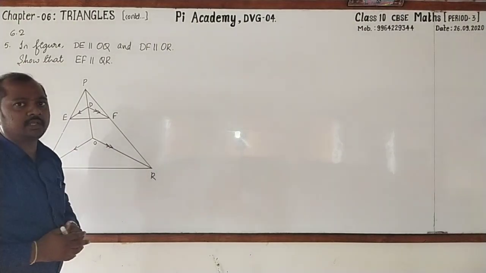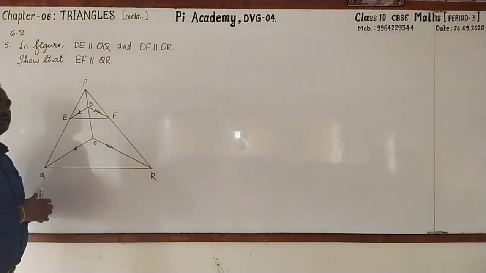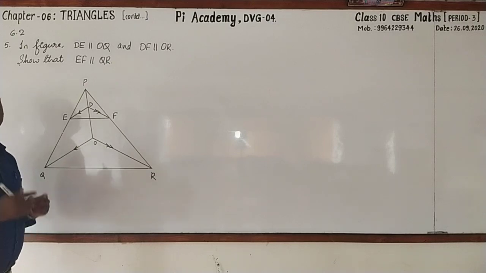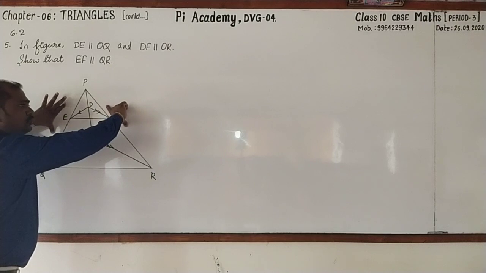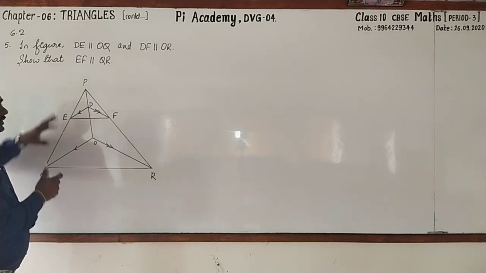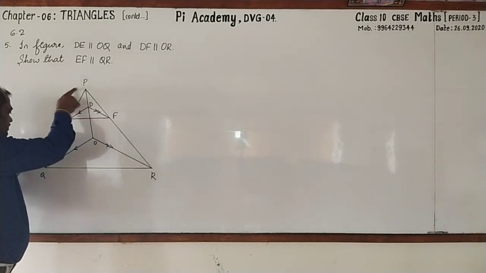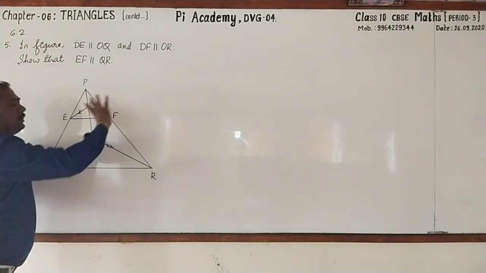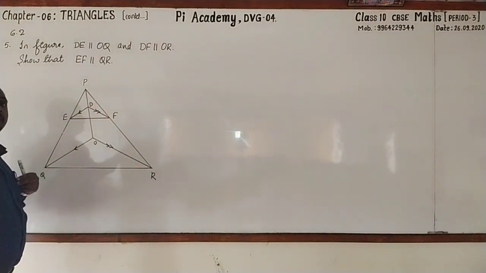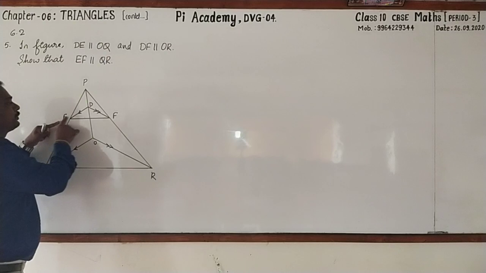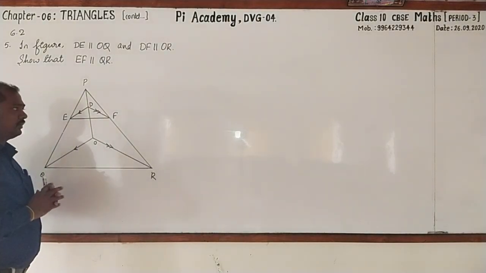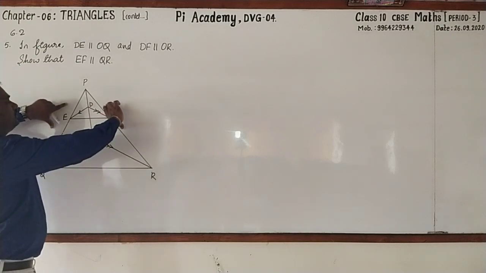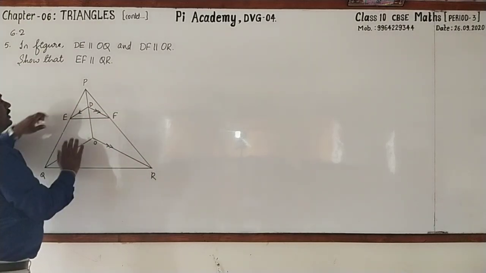Under what condition can we say that a line drawn in a triangle is parallel to a side? It is possible if and only if that line divides two sides proportionately, right? If EF divides PQ and PR proportionately, then according to the converse of BPT, we can prove EF parallel to QR. Followed? But how do you make these two ratios equal?